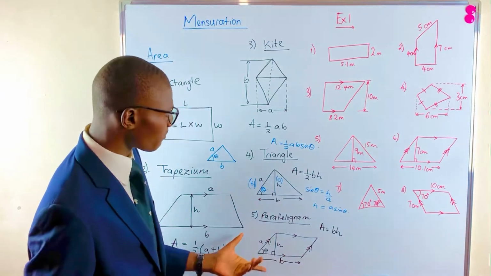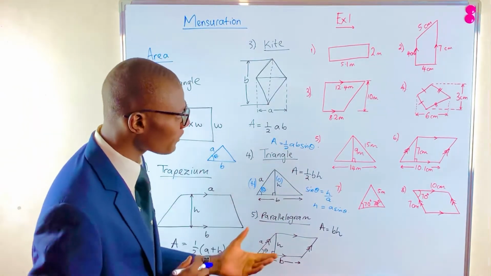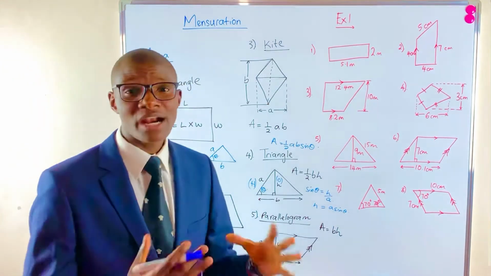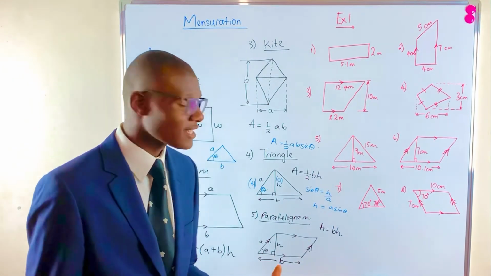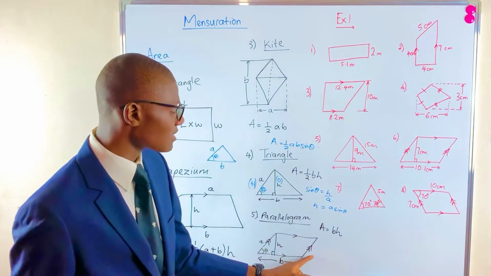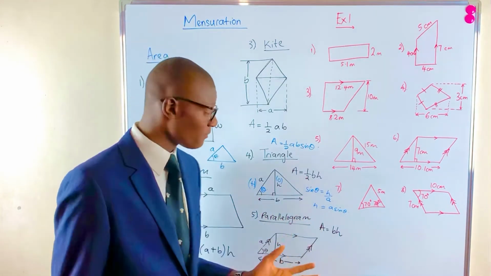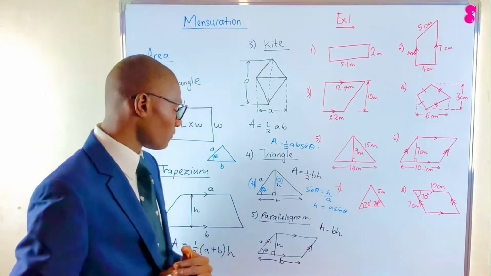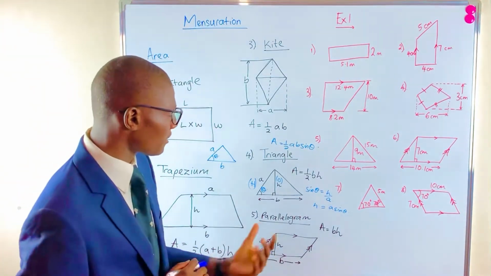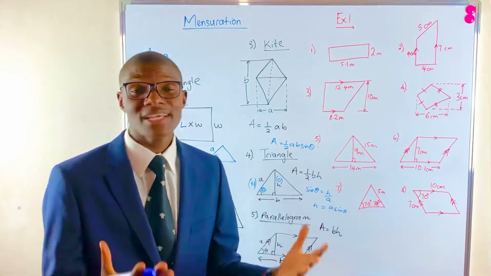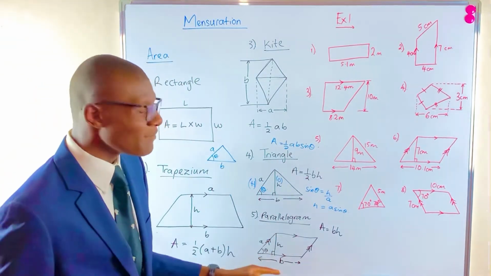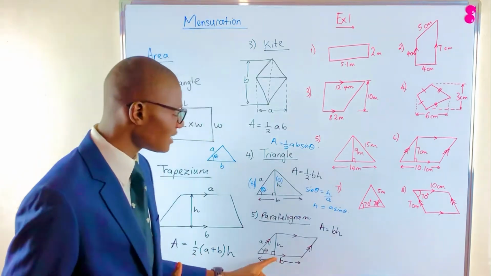Now moving on to the parallelogram. A parallelogram is a four-sided shape as well, with two sides being parallel and equal in size. So this side and this side, those are parallel and equal. And then as well, this side and this side, those are parallel and equal. So now for the area of a parallelogram, we simply say the base times the height. The base, we have it, and then the height being the line that will cut the base at a 90-degree angle, right?